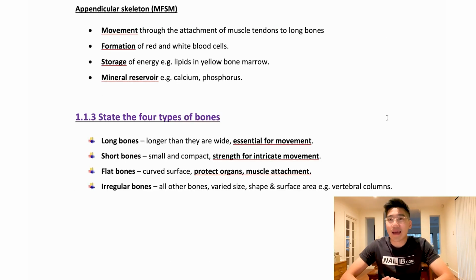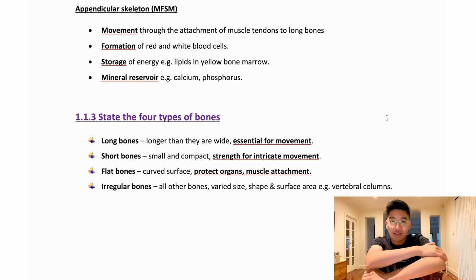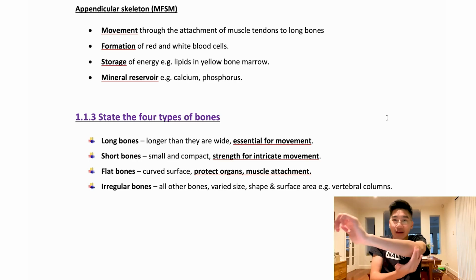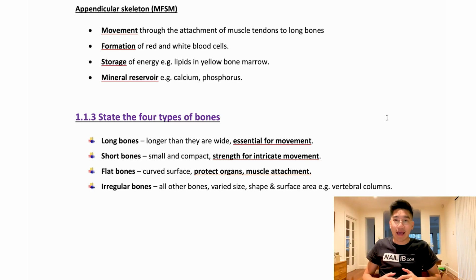So then looking at our next learning objective, we're going to look at the 4 types of bones. We first have long bones. And so these are bones that are longer than they are wide, and they're essential for movement. When we're looking at long bones, we're looking at, for example, our humerus or radius and ulna, right? And these are bones that are longer than they are wide and they allow movement.